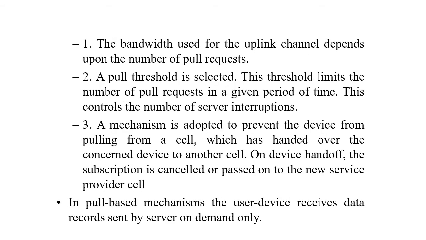As I told you just now, the diagram is the same, only the arrow marks are in the reverse order. The bandwidth used for the uplink channels depends upon the number of pull requests. A certain threshold is selected in a given period of time. This controls the number of server interruptions. A mechanism is adopted to prevent the device from pulling from a cell that is handed over to another cell. In the pull-based mechanism, the user device receives data records sent by the server only on demand, and also only after proper verification of the subscriber; only then will the data be sent.